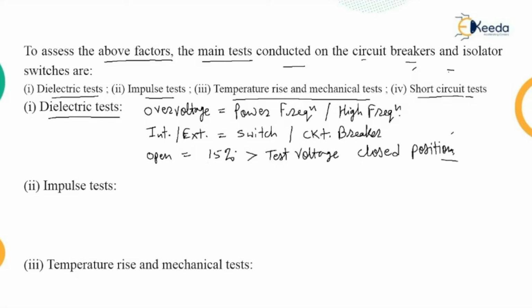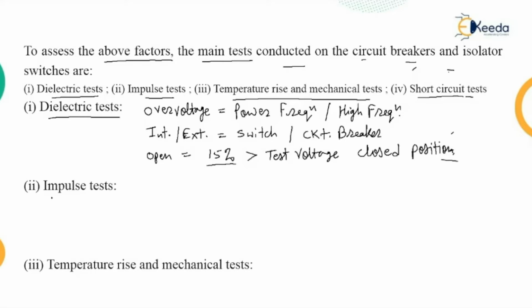Whereas under open condition, checking the breakdown strength, that is the dielectric stress, requires higher voltage, and therefore it must be 15% greater than the test voltage. Under this particular test, the possibility of line to ground flashover is more. So to avoid that, the circuit breaker is mounted on an insulator above the ground.